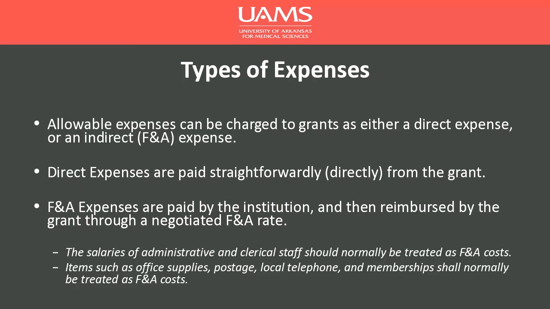Types of expenses. Allowable expenses can be charged to grants as either a direct expense or an indirect expense. Direct expenses are paid straightforwardly, directly from the grant. F&A expenses are paid by the institution and then reimbursed by the grant through a negotiated F&A rate. What that means is, as you're doing the grant application and the budget, the costs associated with the direct costs should be allowable on the grant. Things that are indirect would be the things that would come to the institution. That depends on what our indirect cost rate is, and it depends on the funding agency.